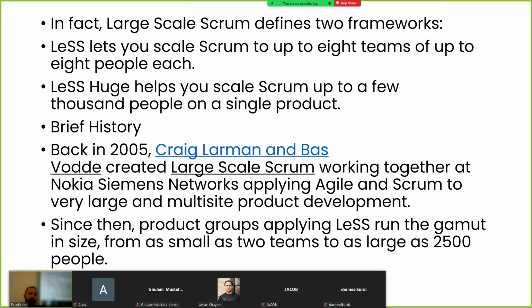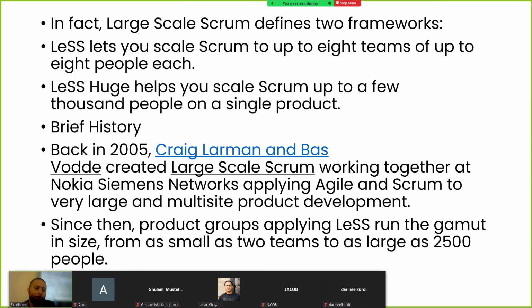Next slide, please. In fact, Large Scale Scrum defines two frameworks. One is LeSS, which lets you scale Scrum to up to 8 teams of up to 8 people each. The other, LeSS Huge, helps you scale Scrum up to a few thousand people in a single product.